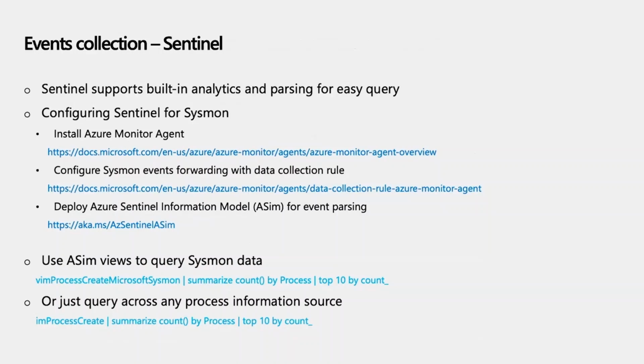And I put two different approaches you can use for the views. You can use the Sysmon view that shows you the process, or you can use the generic process information source to see that as well.